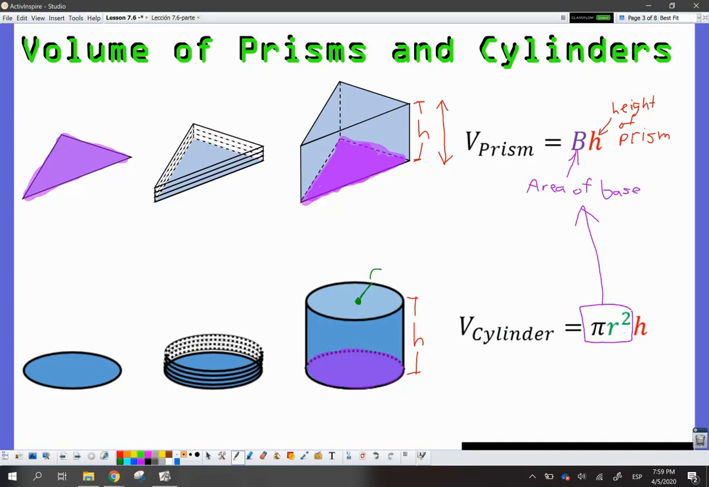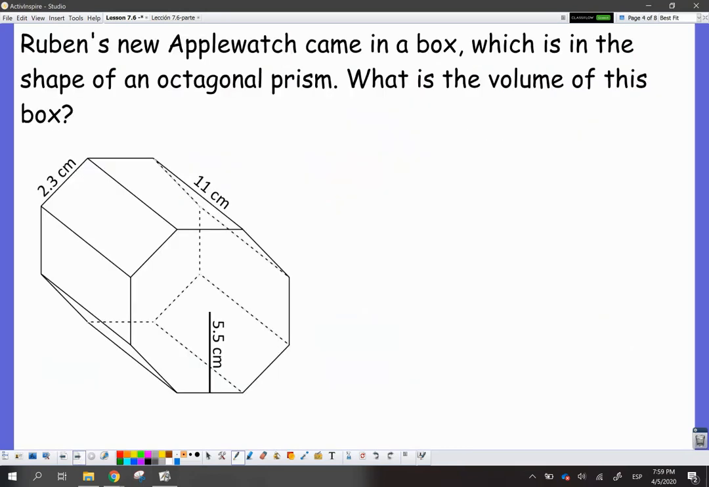Let's take a look at two examples, one of each, so that we get an idea of what these problems will look like. Take a look at this one. Ruben's new Apple Watch came in a box, which is in the shape of an octagonal prism. What is the volume of this box? So when I know I need to find the volume of a prism, I know that I need to start with the formula for volume of a prism. So here I'm going to be finding two things. I'm going to be finding the area of my base, and I'm going to be finding the height of my prism.